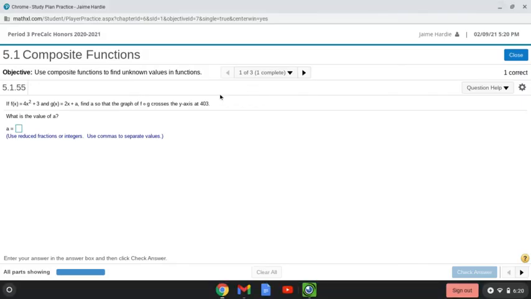So now I believe in here they ask you to use commas to separate values. So you would just put 10 comma negative 10 and don't use spaces. All right? All right, perfect.